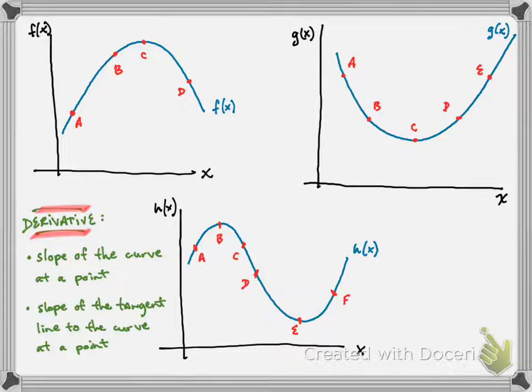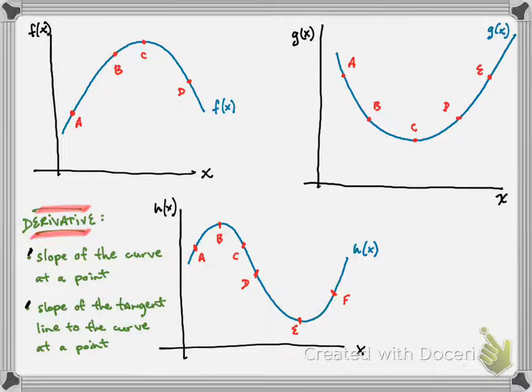Remember, the derivative can be defined really in two ways. First, as the slope of the curve at a point, but you can also think of it as the slope of the tangent line, the linear function, the tangent line to the curve at a point. And so we'll look at some graphs first, and then we'll look at some algebraic manipulations, finding the derivative using the difference quotient, as we've talked about in class.